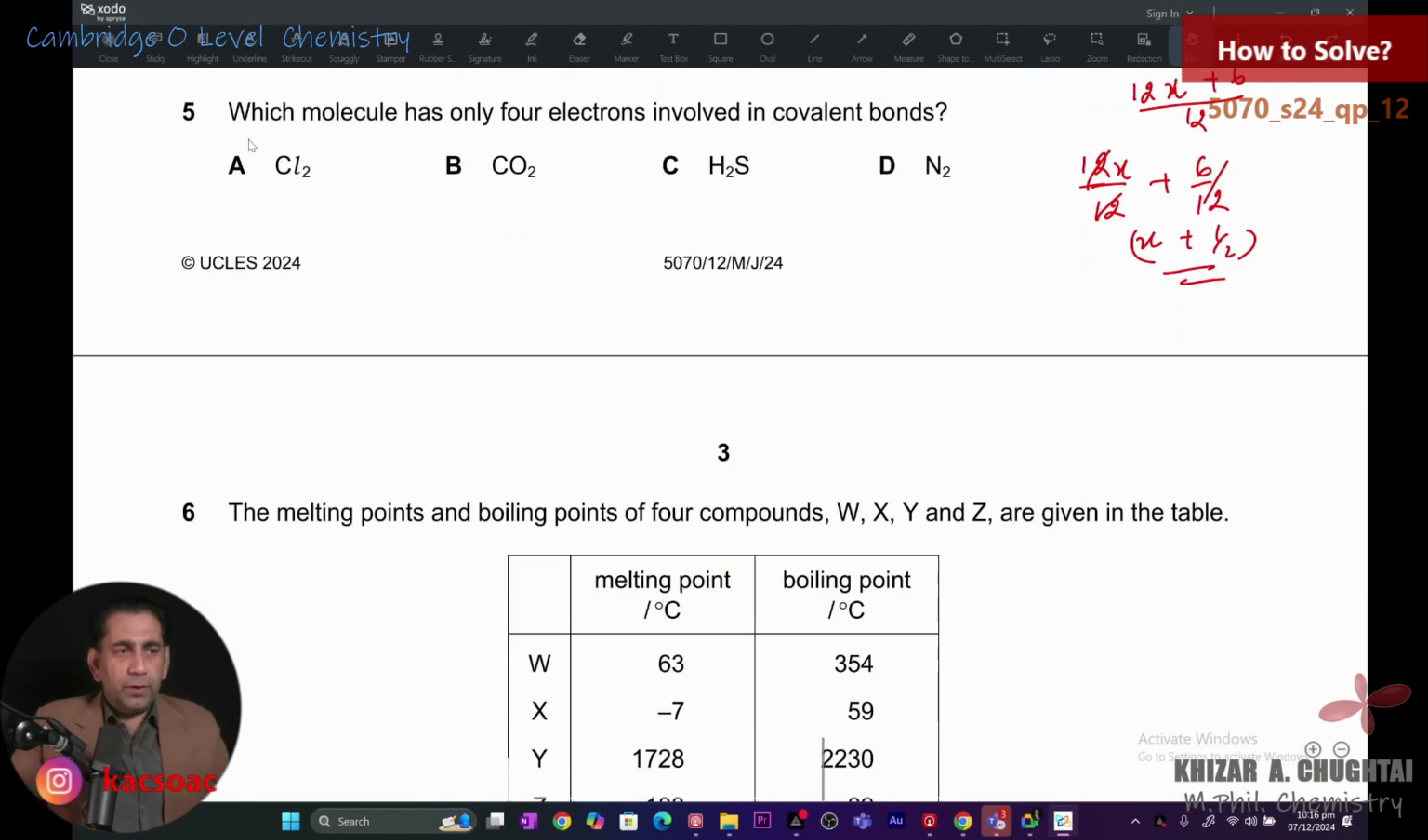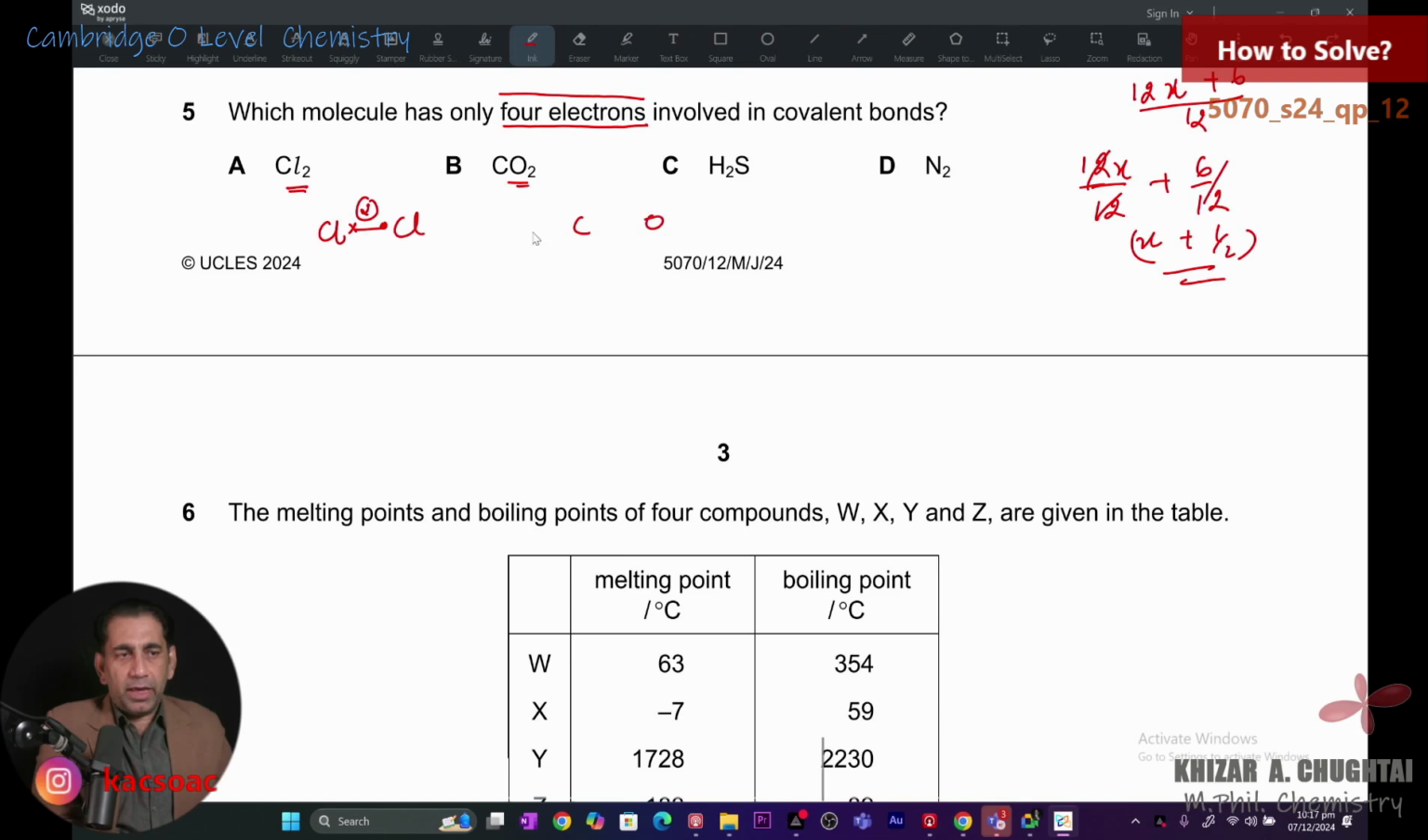Question number 5. Which molecule has only 4 electrons involved in covalent bonding? So only 4 electrons involved, first of all, we will draw the Lewis diagram. Cl2, 2 chlorine atoms, and they are making one bond with each other. So Cl, there is a single bond, and here are only 2 electrons.